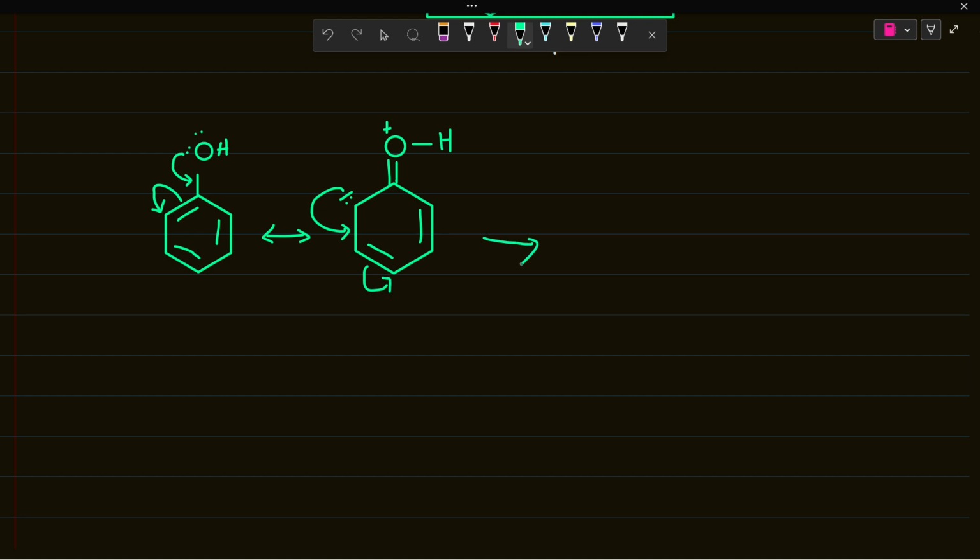We get something like this. Let me draw the resonating structure. So here a double bond is created. Here a double bond was already present. Negative charge and a lone pair over here. So positive charge on this oxygen over here. And H is already connected. So this is the third resonating structure.